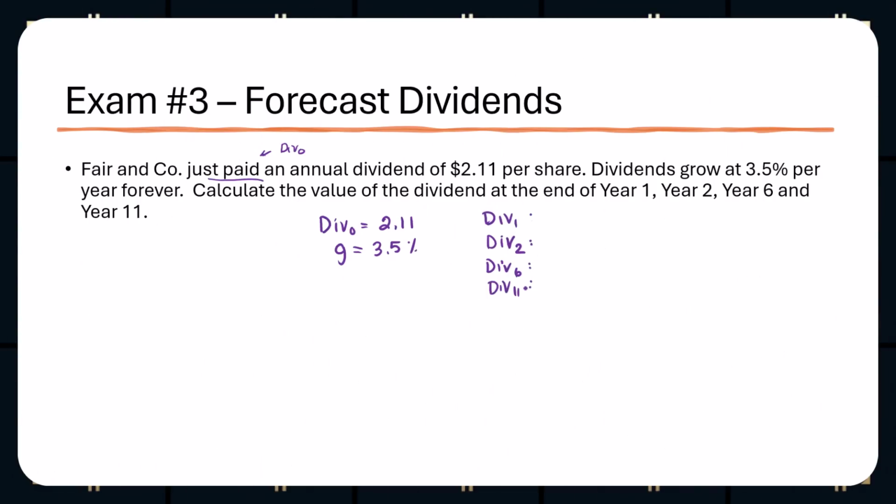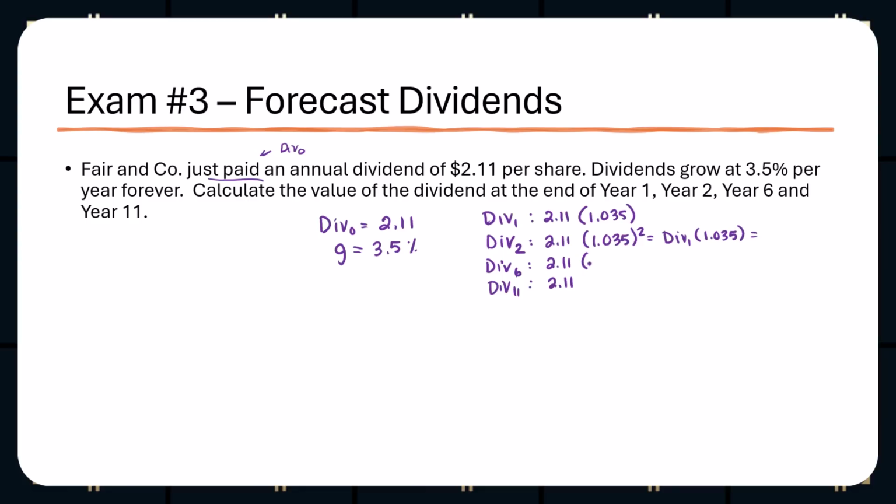Now, our objective in this problem is to forecast these dividends out into the future. We will use our Div 0 as our benchmark value. That's what we're going to use to forecast the future dividend. Now, to find the time 1 dividend, we'll simply multiply that by 1.035. Then to find the time 2 dividend, we'll multiply that by 1.035 squared. Alternatively, I could have simply taken the Div 1 and just multiplied it by 1.035. We would get the same answer.